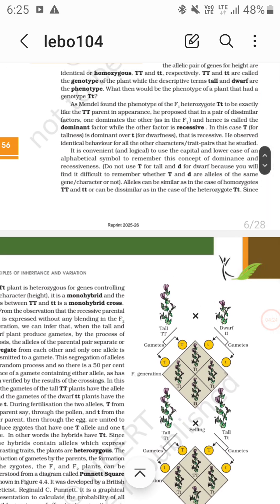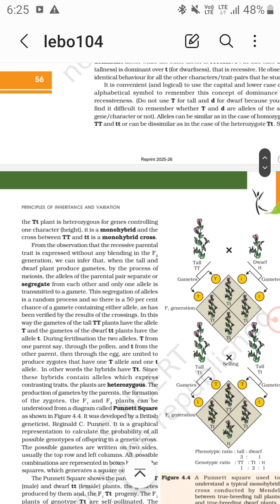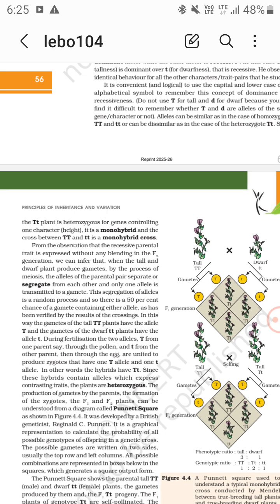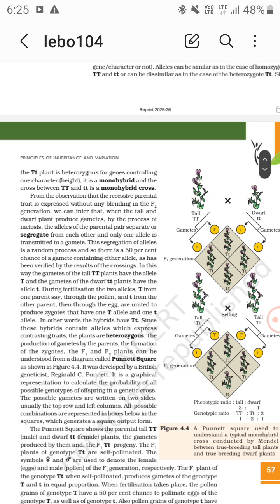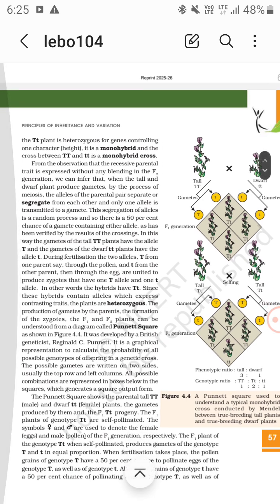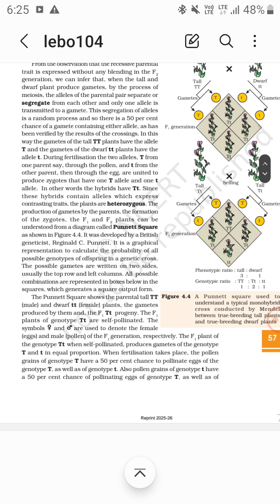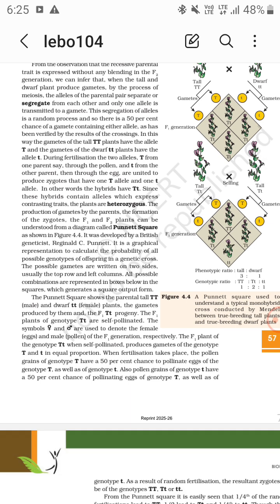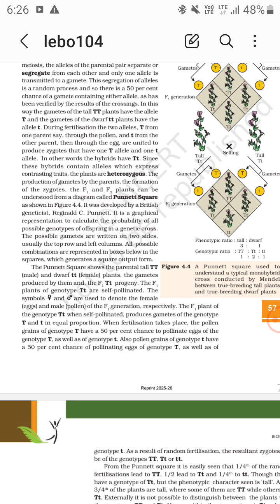So the monohybrid cross: the capital T small t plant is heterozygous for genes controlling one character, height. So only one character, height, it is a monohybrid cross. If it was two, then it is called a dihybrid cross. Now there is segregation, heterozygous, and then that is the Punnett square.